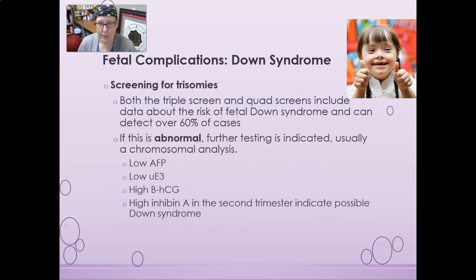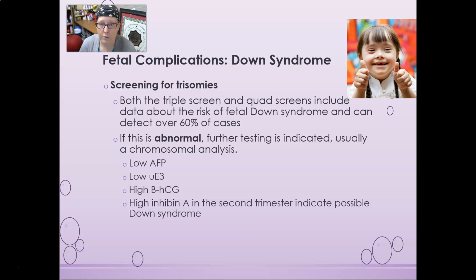How do we screen for these trisomies? So for Down syndrome and Edwards syndrome and other trisomies, we do the triple or the quad screens. They both include data about the risk of fetal Down syndrome and can detect over 60% of cases. So if the quad screen is abnormal, then further testing is going to be indicated, usually chromosomal analysis, maybe an amniocentesis, to see exactly what's going on with the baby.